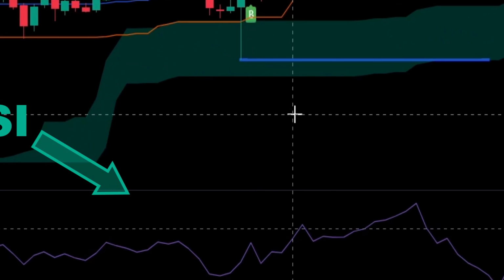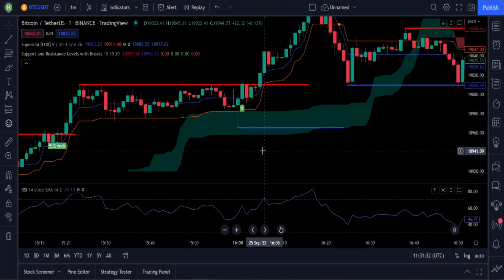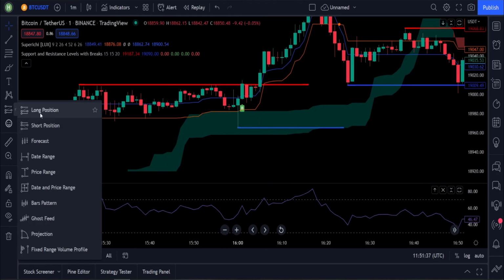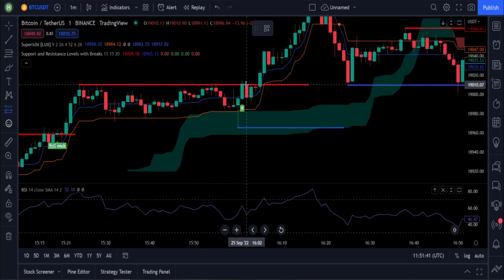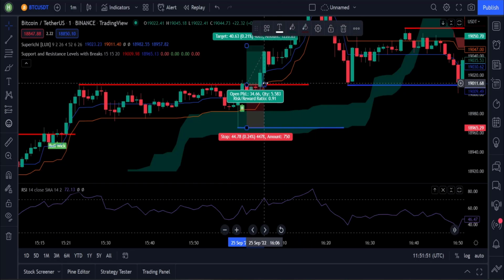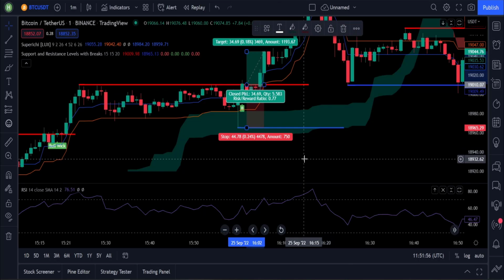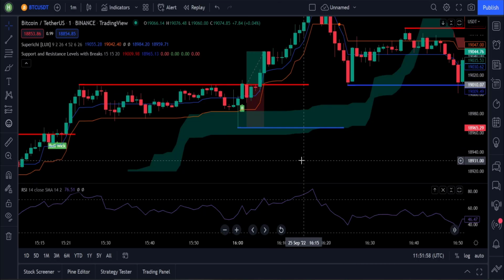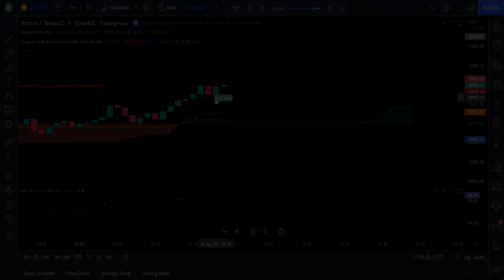So as all the rules are confirmed, we'll enter this trade at the close of this candle, and we'll set our stop loss at the recent swing low. And here, the RSI crosses the 70 line, so we'll exit the trade here. And as you can see, we have a profitable trade here. Now, let's take a look at one more buy trade example.